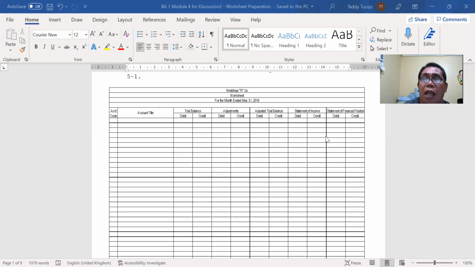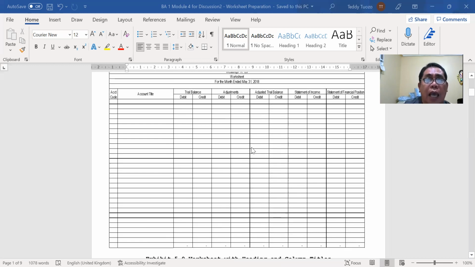Let's say I always ask you, if you're going to buy a columnar notebook, if possible, 10 columns is advisable. But more than 10 columns will do. Less than 10 columns would be a difficulty on your part in how to allocate spaces for the additional columns or the other columns.